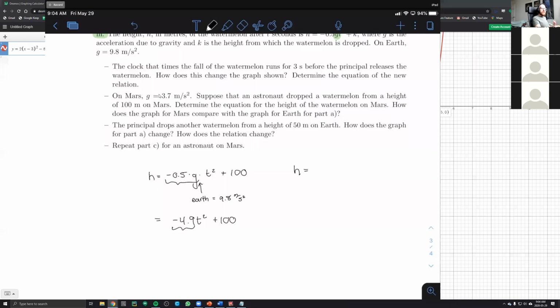Yeah, I think you guys saw that on your quadratics test earlier this week, right? Hit a golf ball on the moon. It goes much farther than it goes on Earth because the gravity is less.